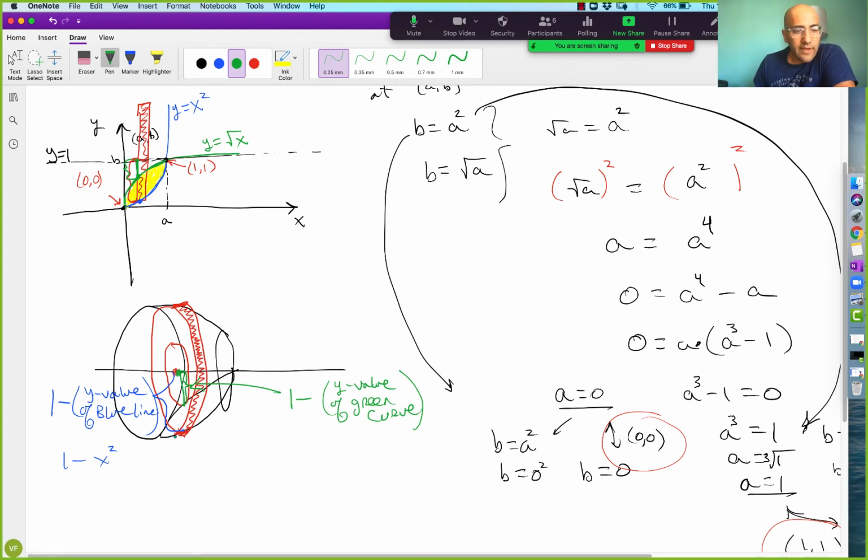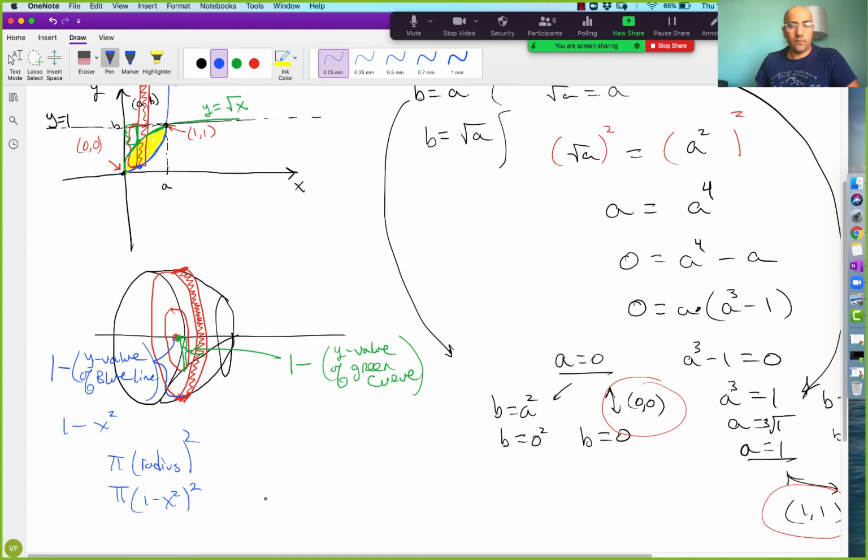Good. So if I was just going to find out the volume of a solid coin of this red one, pretending there's no hole in the middle, the volume of that solid coin would be equal to pi r squared. It would be pi times radius squared. And in this case, this is my radius. 1 minus x squared is my radius. So it would be pi times (1 minus x squared) squared. Good? Questions?